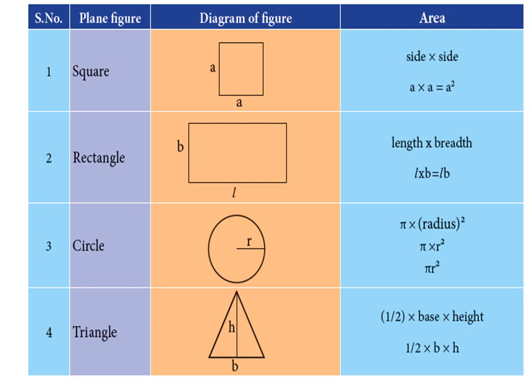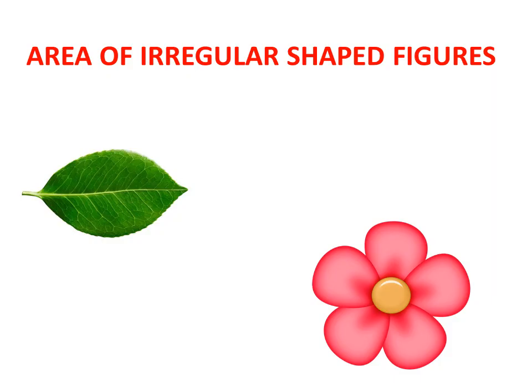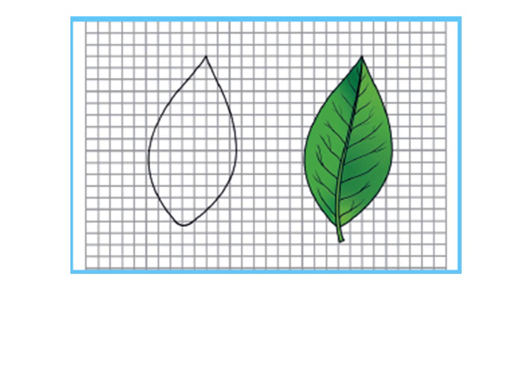Next, we shall know how to calculate the area of an irregular shaped figure. In order to determine the area of irregularly shaped figures like leaves, map, flowers, feather, etc., we have to know about the graphical method. Follow these steps. Take a leaf and place it on a graph. Make an outline of the leaf.